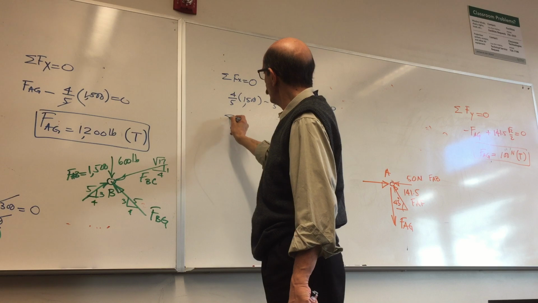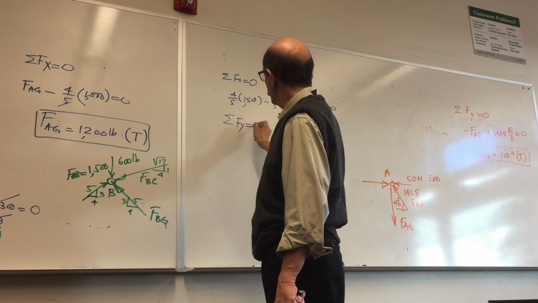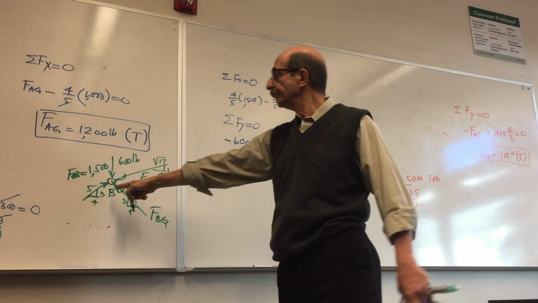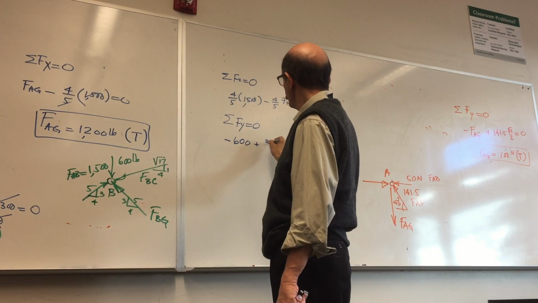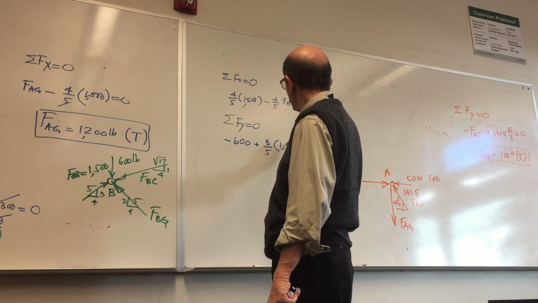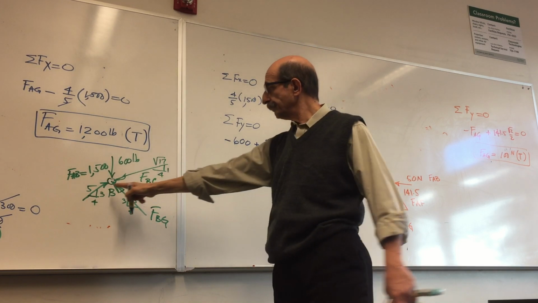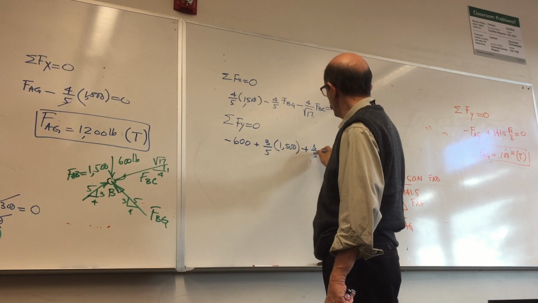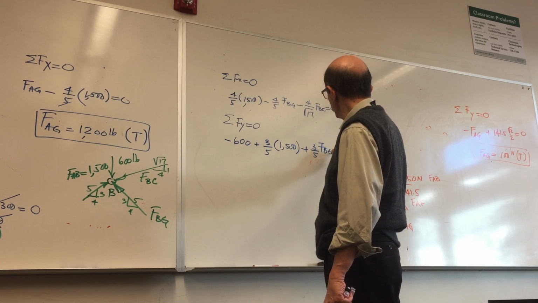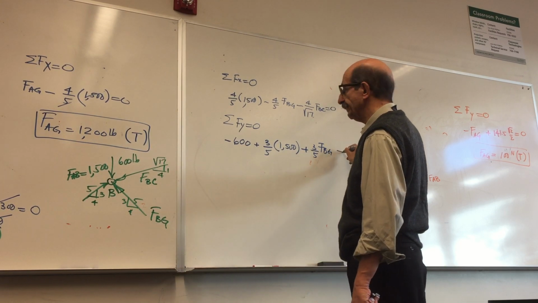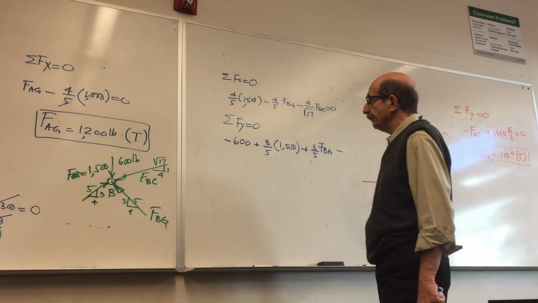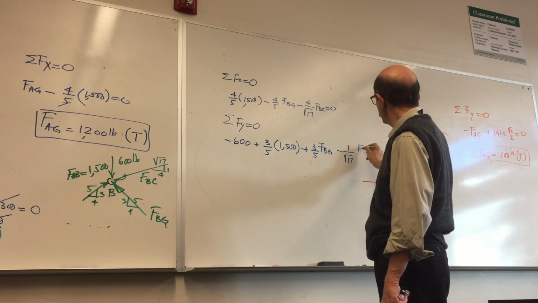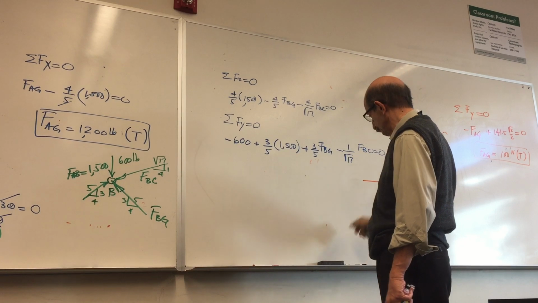Then summation of forces along Y is equal to 0. You have negative 600. You have plus 3/5 of 1,500. You have 3/5 of FBG, and you have negative 1 over square root 17 FBC is equal to 0.